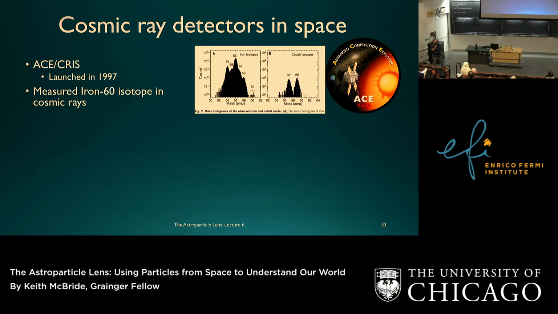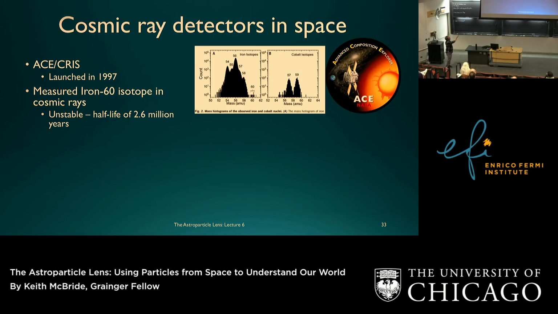So remember, iron-56 is the iron that you can't fuse past, but this detector measured iron-60. And iron-60 is a very interesting isotope of iron because it decays with a half-life of 2.5 million years. It's a very long-lived isotope. So for those of you who are curious, carbon-14 carbon dating is about, I think, 20 or 30,000 years.